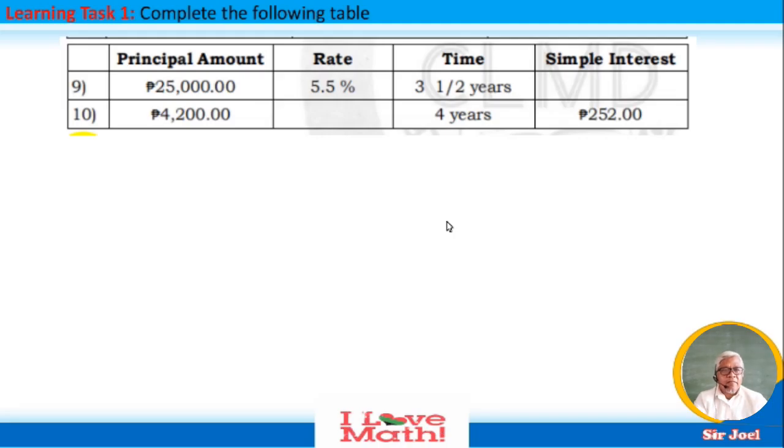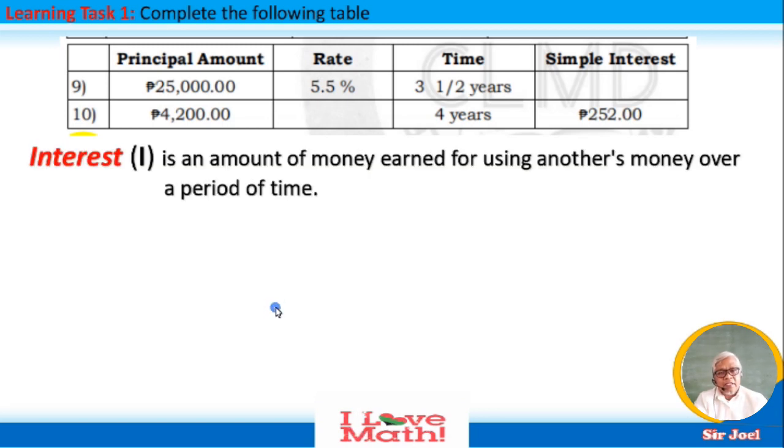Problems 9 and 10 talk about simple interest. Meron tayo dito ang principal amount, rate, time, and simple interest. When we say interest, I is an amount of money earned for using another's money over a period of time. So, ito naman yung tinutubo mo. Okay? Na kapag ikaw ay, let's say, naglagak ng certain amount, merong kikitain yung amount na yon in a certain period of time.